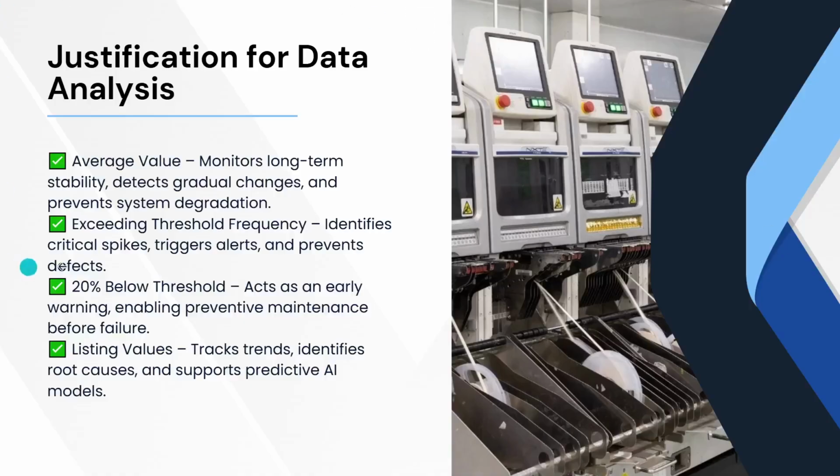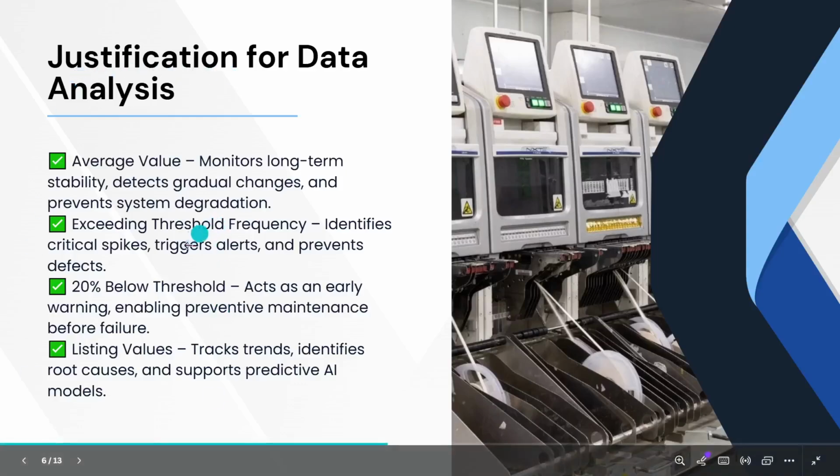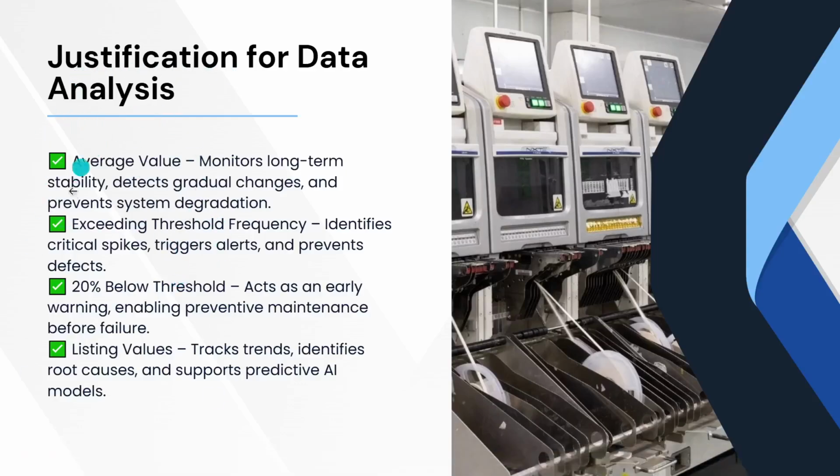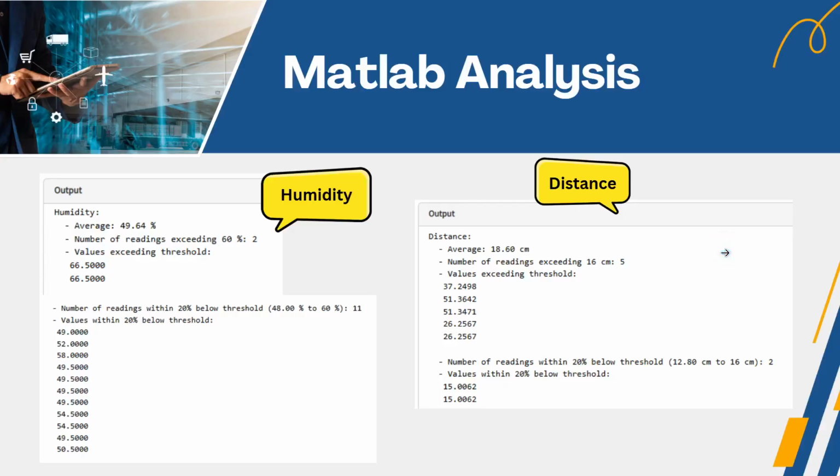Now is the justification for data analysis. These are the 4 justifications of my approach for MATLAB analysis. First, I calculate the average value, which can monitor long-term stability, detect gradual changes, and prevent system degradation. Next, I measure the exceeding threshold frequency, to identify critical spikes, trigger alerts, and prevent defects. I also consider the 20% below threshold, which acts as an early warning, enabling preventive maintenance before failure. Lastly, I list out all the values exceeding the threshold and those lying in the 20% below threshold, as it tracks trends, identifies root causes, and supports predictive AI models, which is a further improvement of this system.